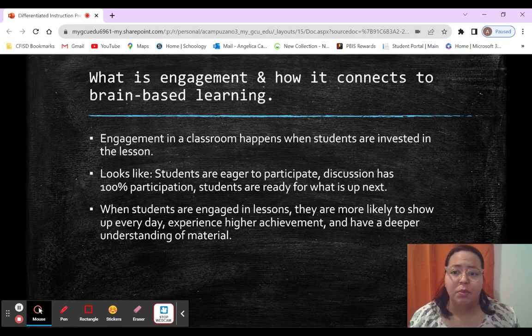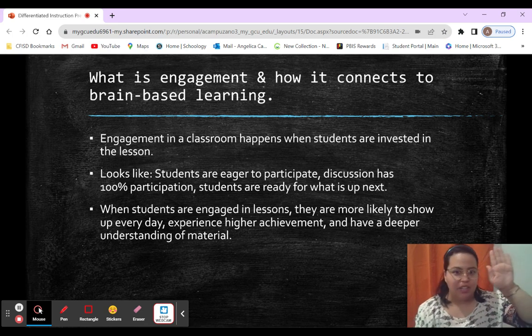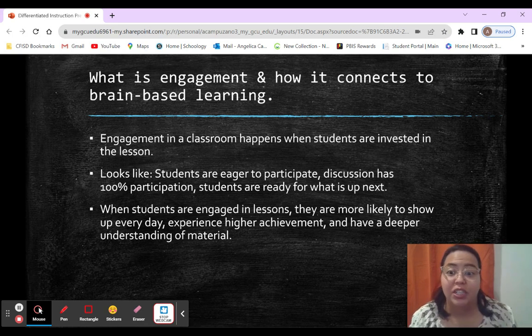Engagement in the classroom is when students are invested in the lesson. This could be emotionally, or physically with manipulatives and things like that you bring into your lesson. This can look like students are engaged and eager to participate, raising their hands, super excited. Discussion is 100%. You hear those turn and talk. Students are actively engaging in the conversation or the questions that you pose to the class. And this can also be where students are ready for what's next. Ooh, what's going to happen next?